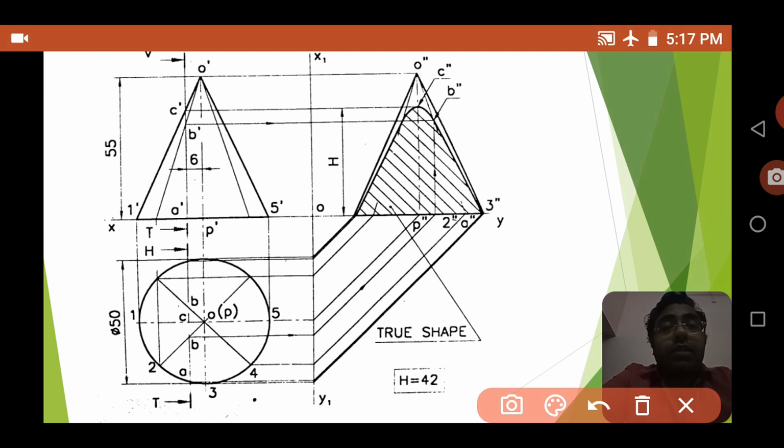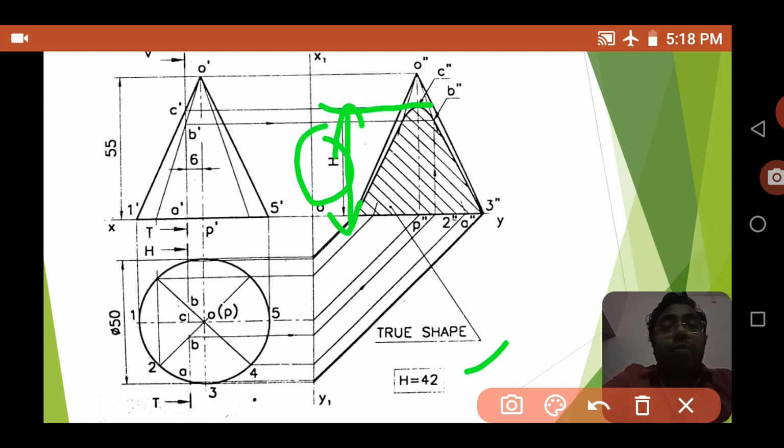Now they are asking what is the height of that sectional, that cut part. So at the cut point, what is the height? This will be the height of this one. From here you can see that there is a height actually, and that height is what they are asking. It is actually 42. So you can measure this and you will get 42 mm as the height.